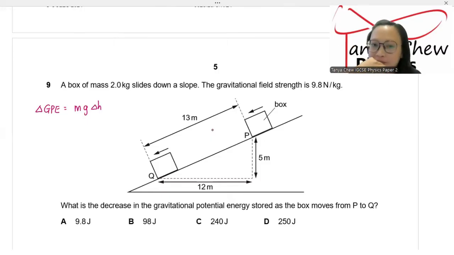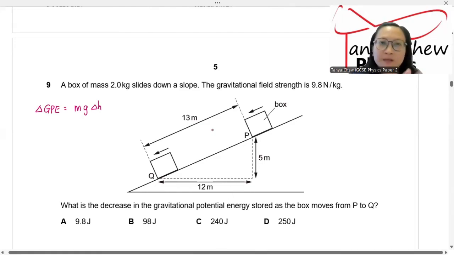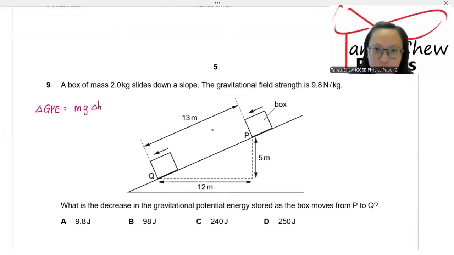So you have to bear in mind, gravitational potential energy is related to the height of the object, because gravitational potential energy is defined as the energy possessed by an object when the object is given a height, due to the position of the object measured from the ground.